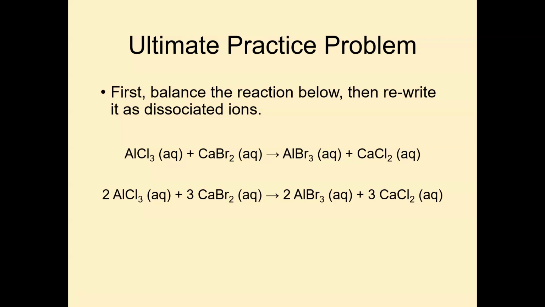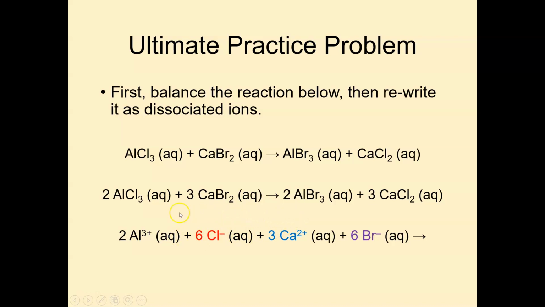So here comes the left-hand side of the equation. And you'll see in a second why I'm color coding these. 2 times 1 gives me 2 moles of aluminum ions. 2 times 3 gives me 6 moles of chloride ions. 3 times 1 gives me 3 moles of calcium ions. 3 times 2 gives me 6 moles of bromide ions.